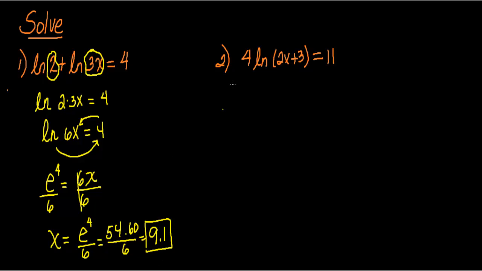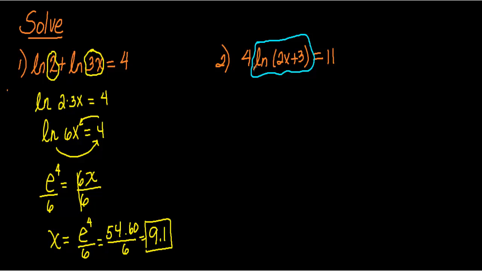Now let's do example 2. For example 2, I have 4 times the natural log of 2x plus 3 is equal to 11. I'm trying to solve for x. So the x is inside the argument of this natural log, so I'm going to have to isolate the whole natural log before I can have any access to x.